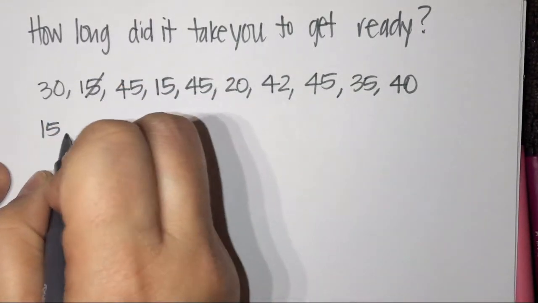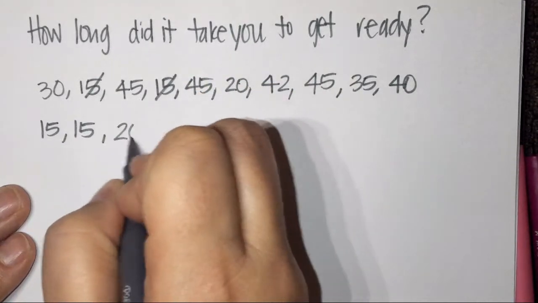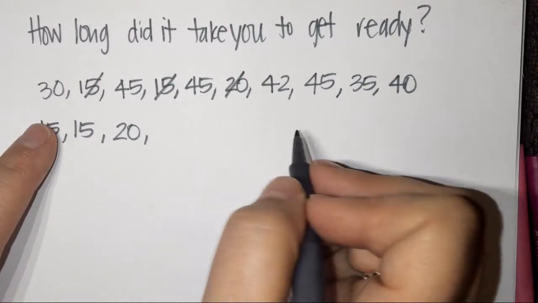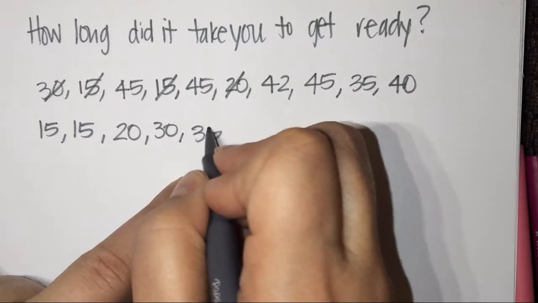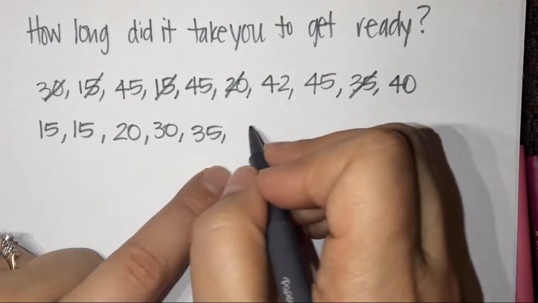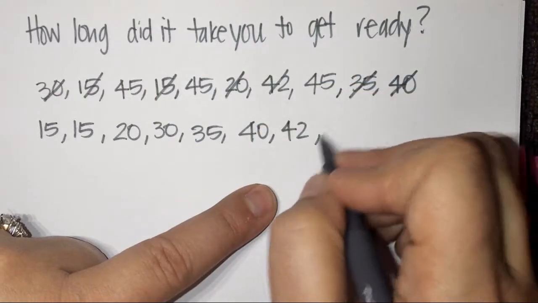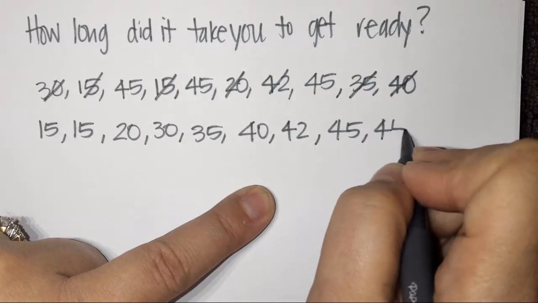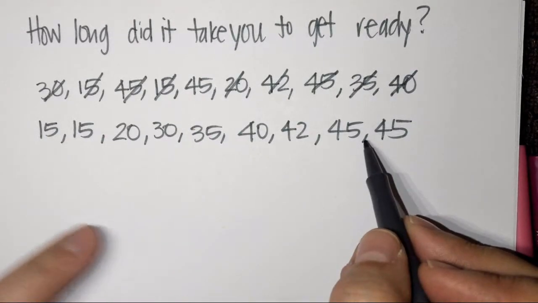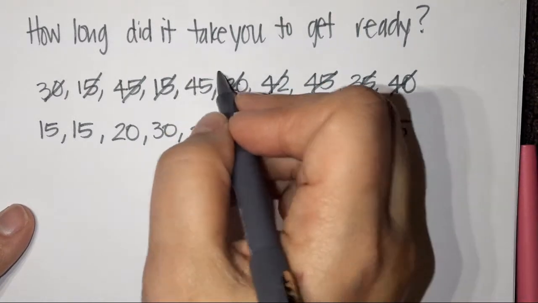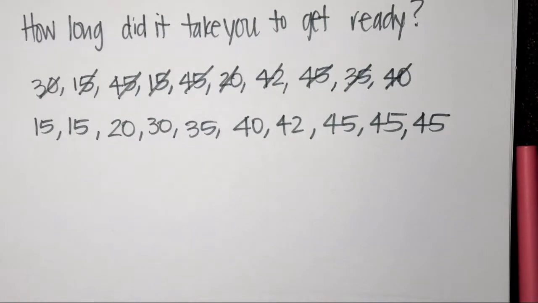And again, I cross them off as I go. So 15 and 15. And then we've got 20, 30, 35. Then we have 40, very specifically 42. And then 2 45s. Okay, should give us 1, 2, 3, 4, 5, 6, 7, 8, 9. There are 3 45s. 10, that's our 10th number. Okay, so they're in order least to greatest.